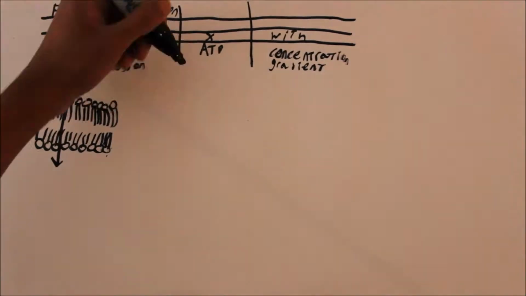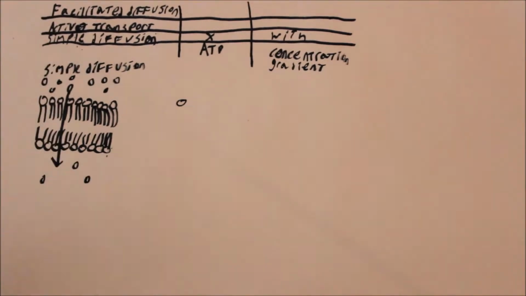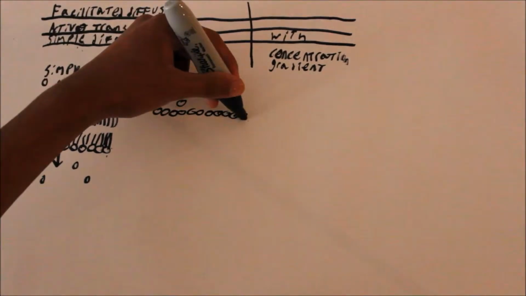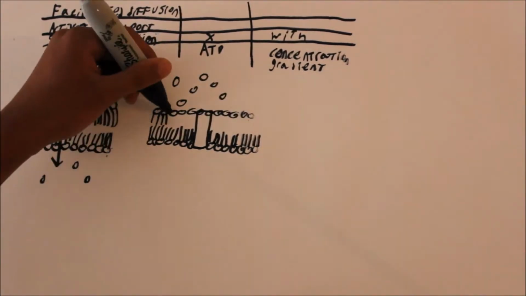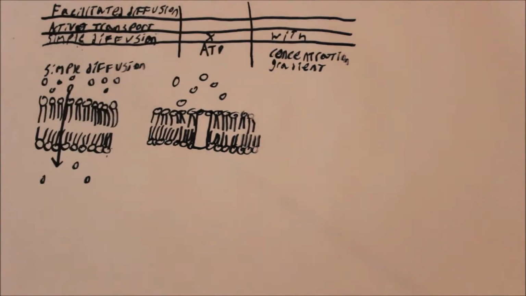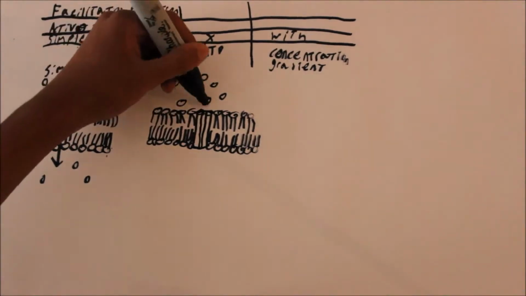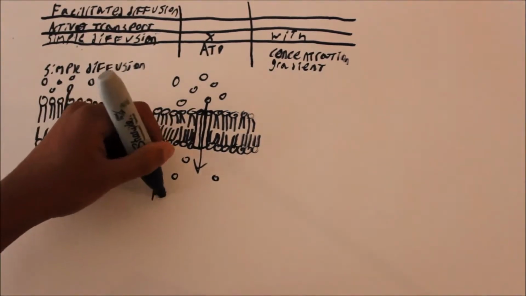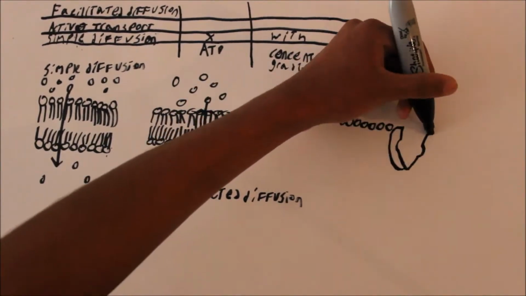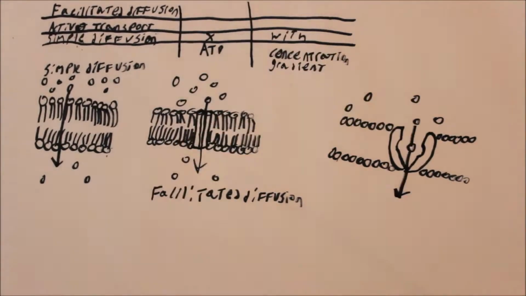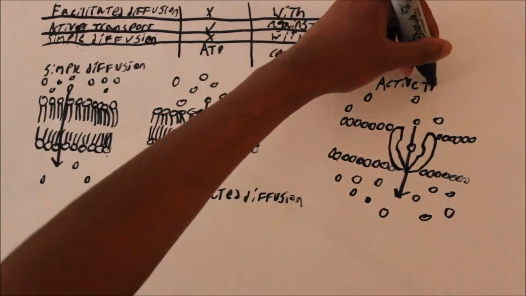Simple diffusion is diffusion of small nonpolar molecules through the phospholipid bilayer unaided. When molecules go through the cell membrane with the help of a transmembrane protein, this is called facilitated diffusion. Both this type and simple diffusion don't use ATP and go with the concentration gradient. Active transport is when the molecules use ATP to go against the concentration gradient with the help of transmembrane proteins.